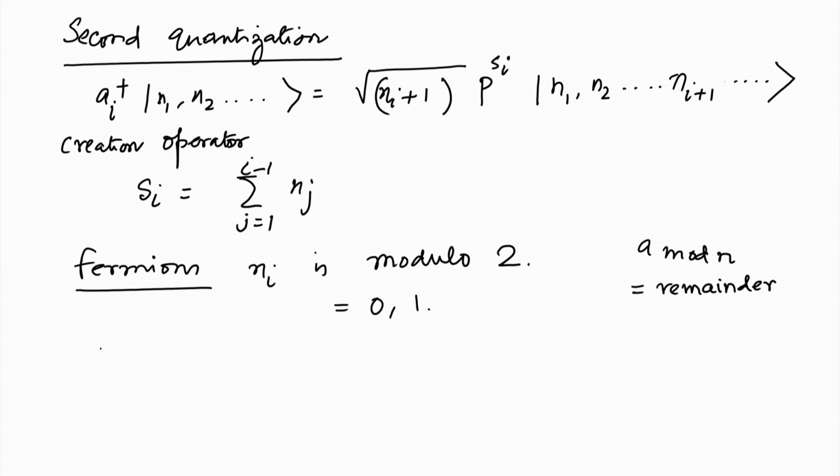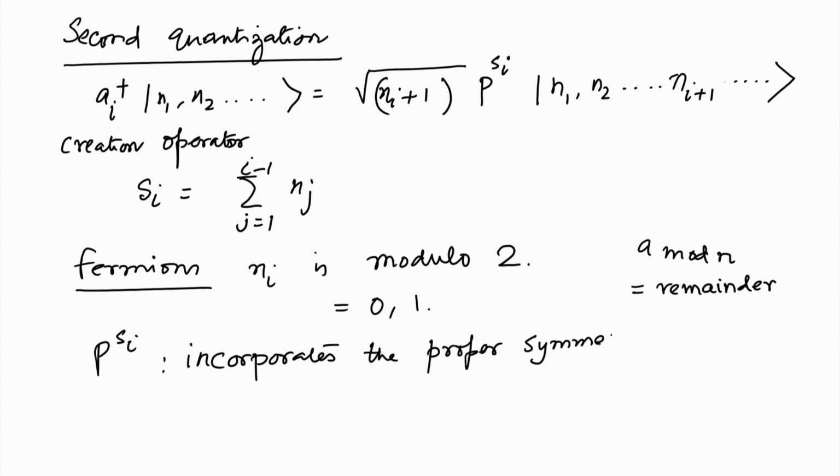Now, basically, p to the power s_i incorporates the proper symmetrization of the many particle state.